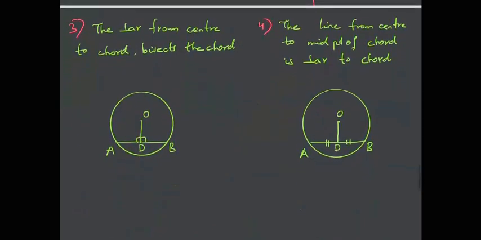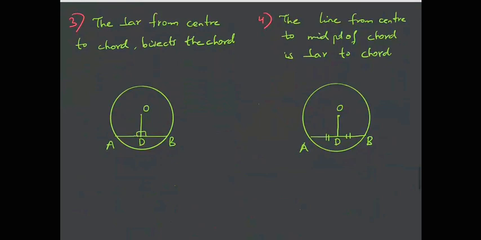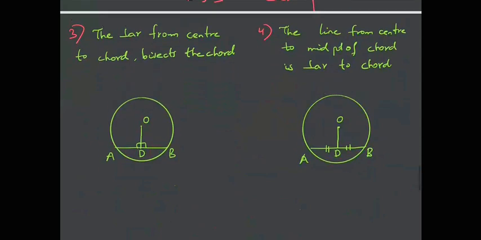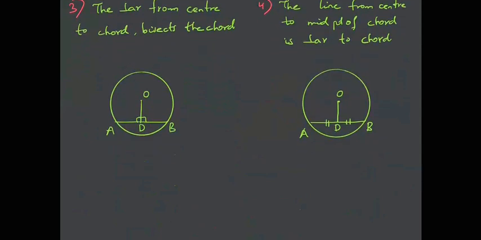So the third one: the perpendicular from the center to the chord bisects the chord. Say this is the center of the circle and this is the chord AB. Now if I draw a perpendicular, you need to prove that this bisects the chord, meaning AD is equal to DB. This is what you need to prove. So again, 30 seconds for this. Fine. So given OD perpendicular to AB, to prove AD is equal to DB.